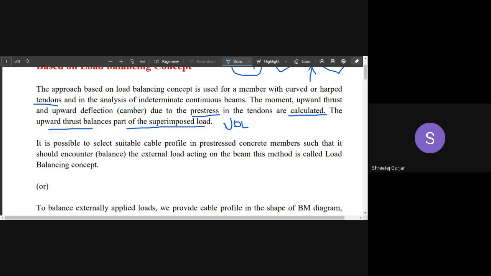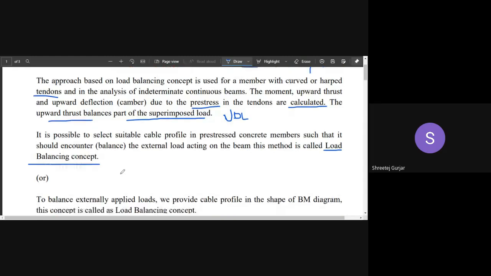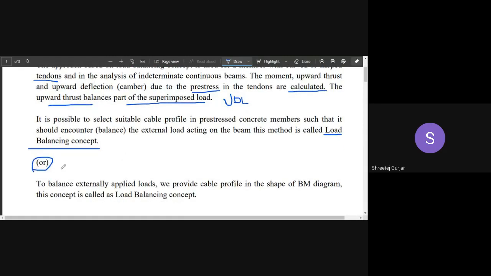If you have a UDL, you have a curved cable. If you have a concentrated load, you can have a half cable, half type of tendon, right? Depending upon your loading, you have a suitable cable profile to balance that load. So that is why it is called a load balancing concept. Okay, coming to one more definition of this.